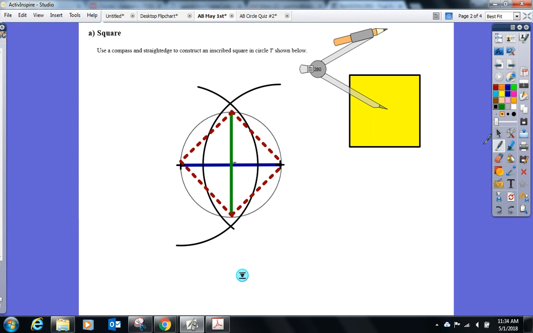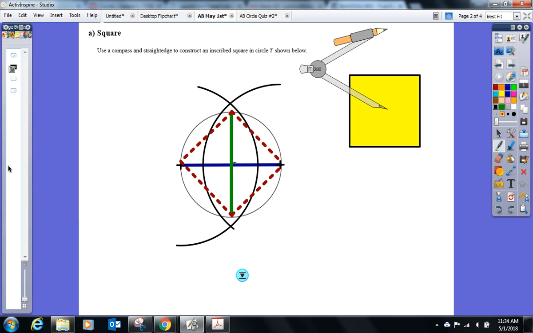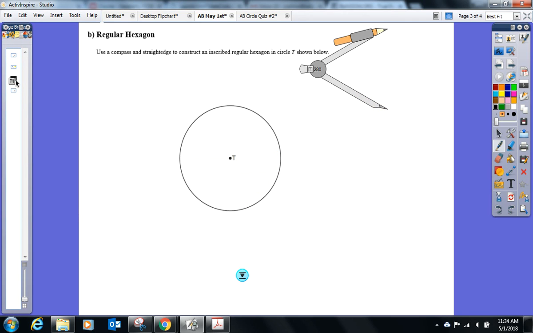Because now I'm going from a square to a hexagon. All right, so help me out here. I'm going from four sides to six, which now means I need how many congruent arcs? Six. Whoa. How do I cut it up into six congruent arcs? Yikes.